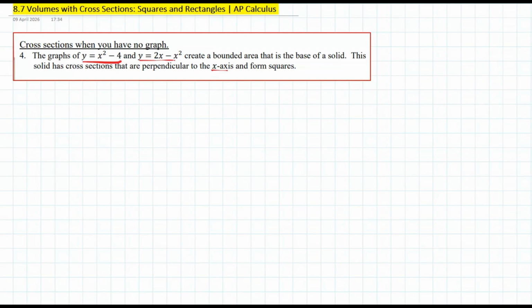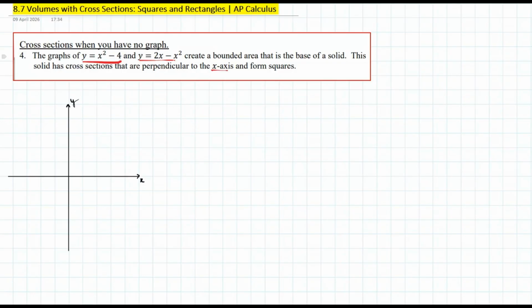Before solving this problem, we have to sketch the region of integration. So let's sketch the region of integration. We have x squared minus 4. Let's draw the axes. This is the vertical axis, and we have the horizontal axis. Let's say this is the x-axis and this is the y-axis.